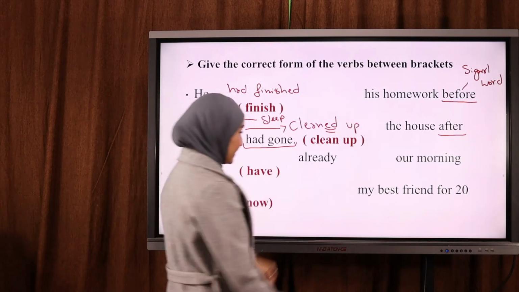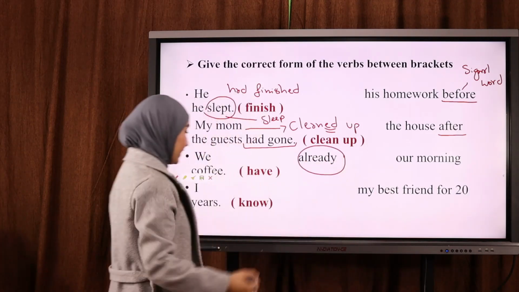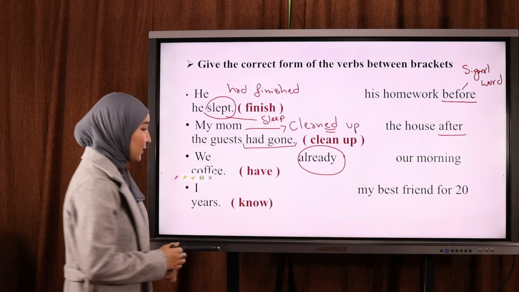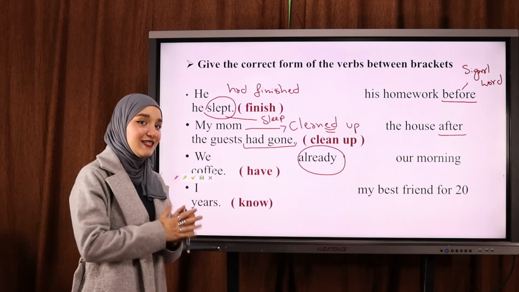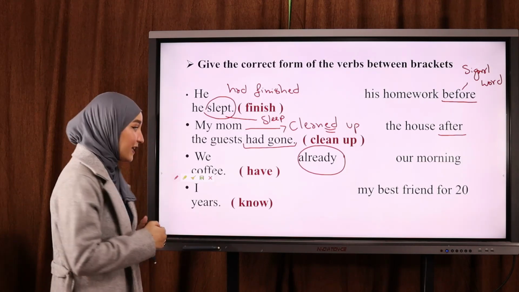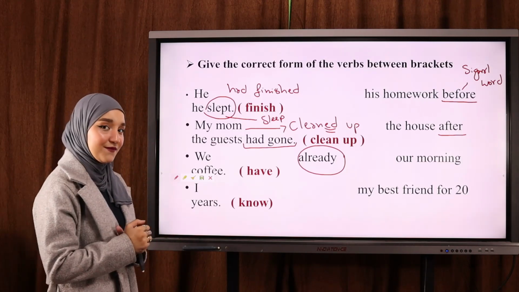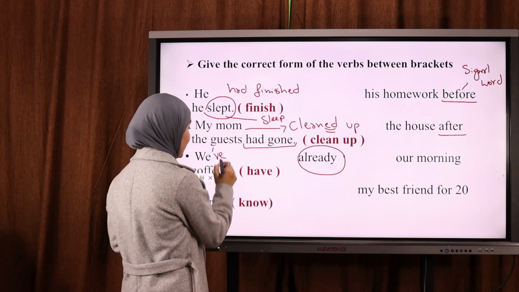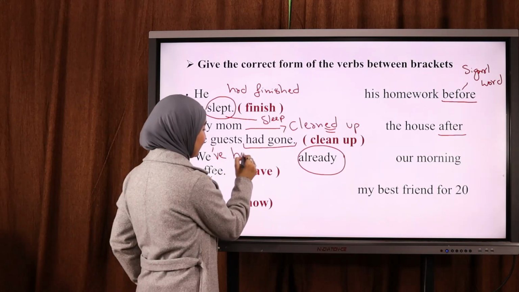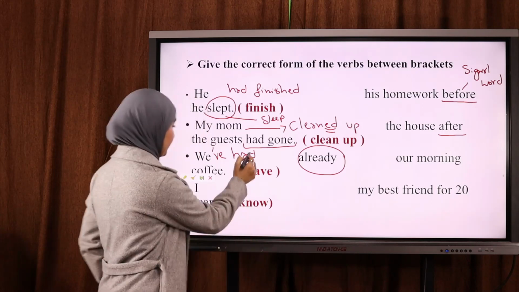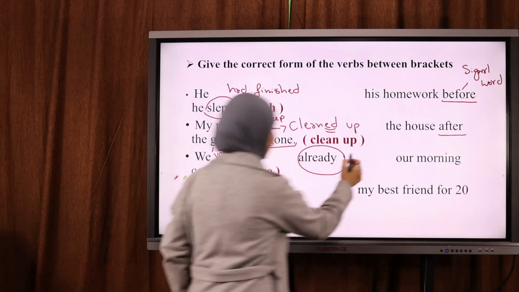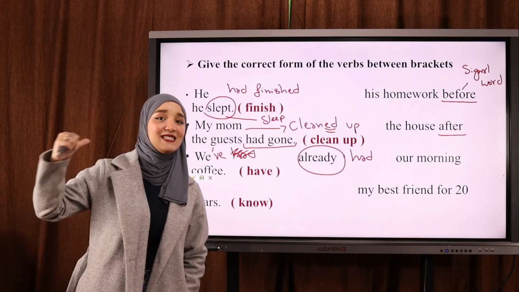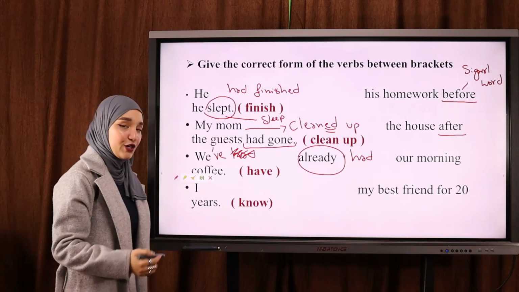We blank already مسبقا سابقا our morning coffee. Okay، قهوتنا الصباحية. And I have the verb have. So مسبقا, which means this has been completed before. Yes, we've had شربنا. I use the present perfect. We've already had our morning coffee. لقد شربنا قهوتنا الصباحية سابقا. We've already had our morning coffee.